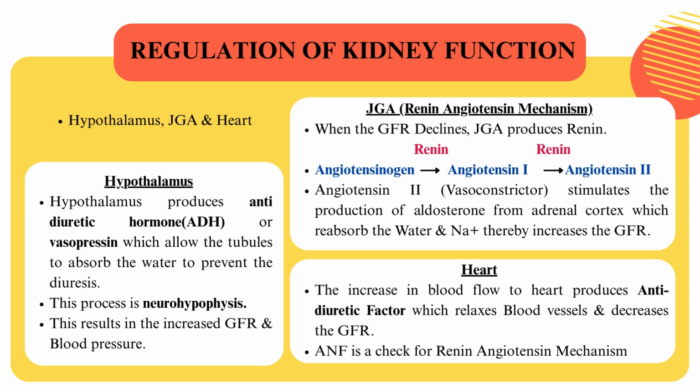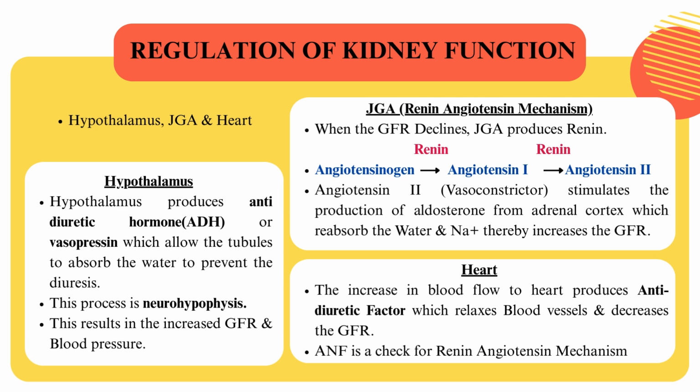Now we are going to see the next concept, regulation of kidney function. Hypothalamus, JGA and heart play an important role in the regulation of kidney function. Let's see the hypothalamus. The hypothalamus produces antidiuretic hormone, ADH, or vasopressin, which allows the tubules to absorb water to prevent diuresis. This process is via the neurohypophysis. This results in increased GFR and blood pressure.